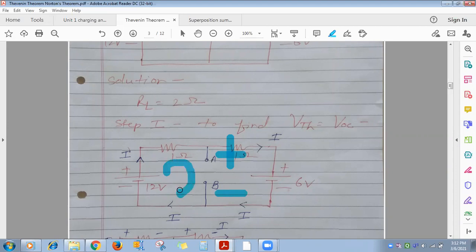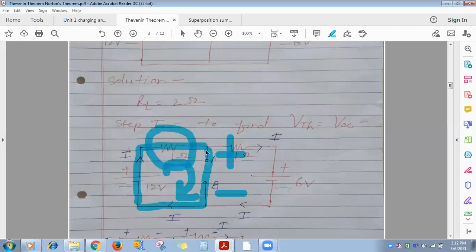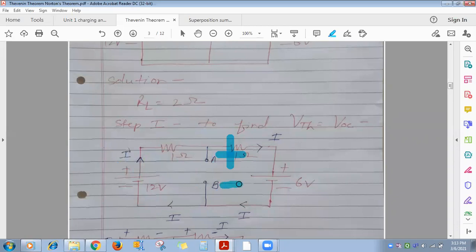Suppose I want to apply KVL to this smaller inner loop. For this 12 volt, you know its value and polarity. But what about the voltage drop across the 1 ohm? VAB is unknown. Do you know the drop across 1 ohm right now? No, ma'am, you don't know, because here current is an unknown parameter. Even if I directly apply KVL to this inner loop, two unknown parameters are there, VAB and the current also.